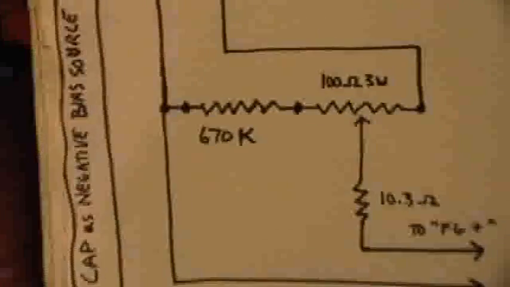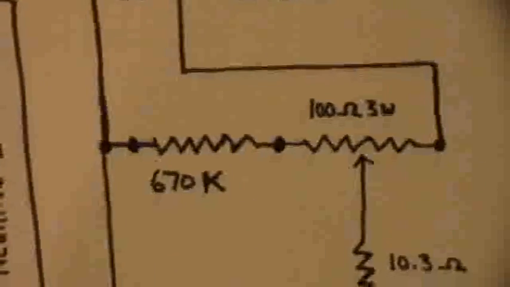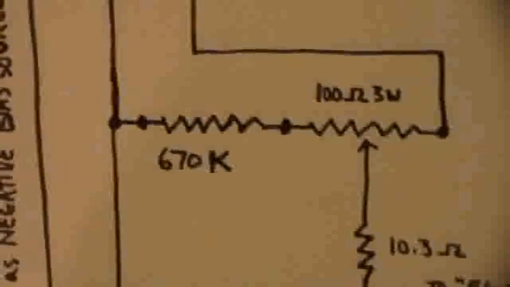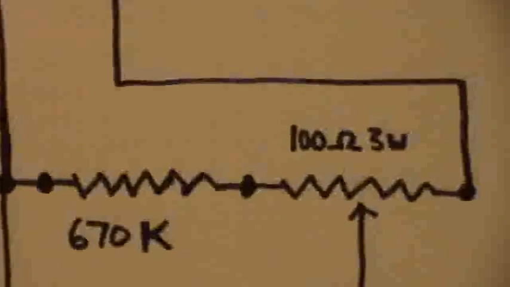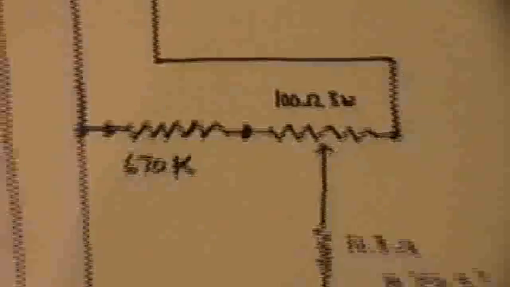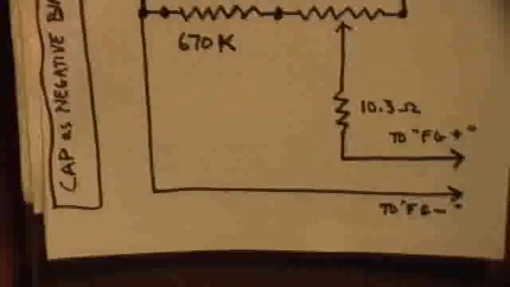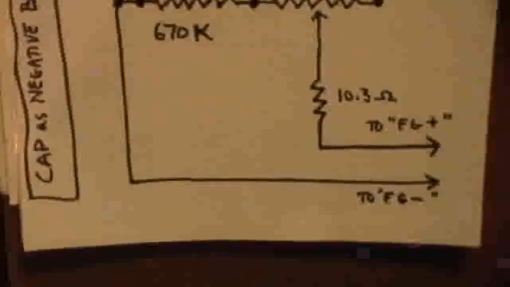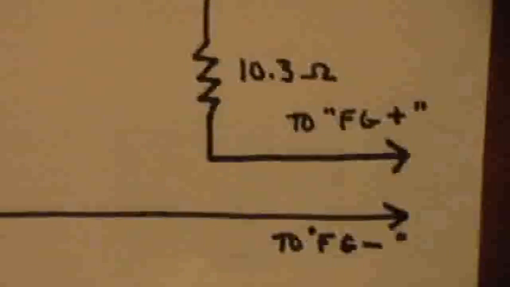The 1 mega ohm pot that I was using just turned out to be too unreliable. It was a cheap potentiometer, and it was always over towards the end of it anyway. So this is what we're doing now. We have a 670K resistor in series with a 100 ohm 3 watt quality potentiometer, and then out of that potentiometer we have the 10.3 ohm series resistor, and then that goes to the function generator plus point on the board, and the other side, which is hooked to the positive side of the power supply and capacitor, goes to the negative function generator input at the board.